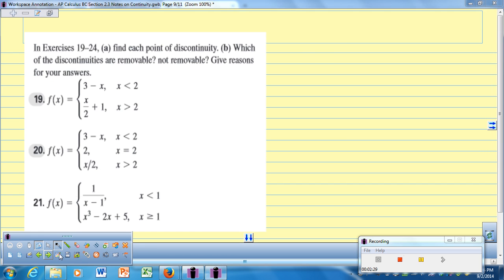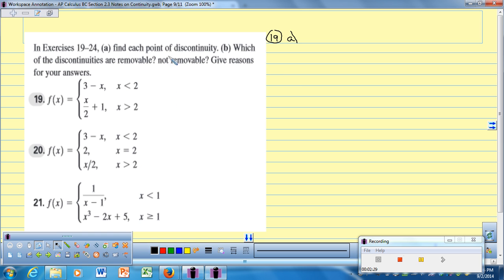Let's take a look at a few examples. I wanted to do some examples from the homework so that you had video of these to help you get through the rest of the assignment. So let's look at number 19. In part A, we have to find each point of discontinuity. And part B, which of the discontinuities are removable, not removable, and give the reasons for your answers.